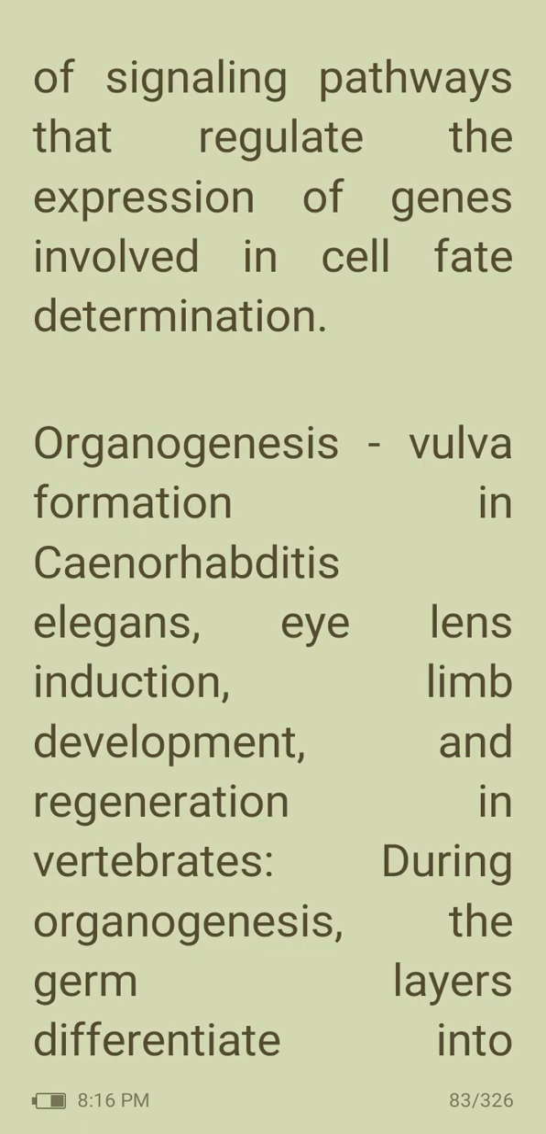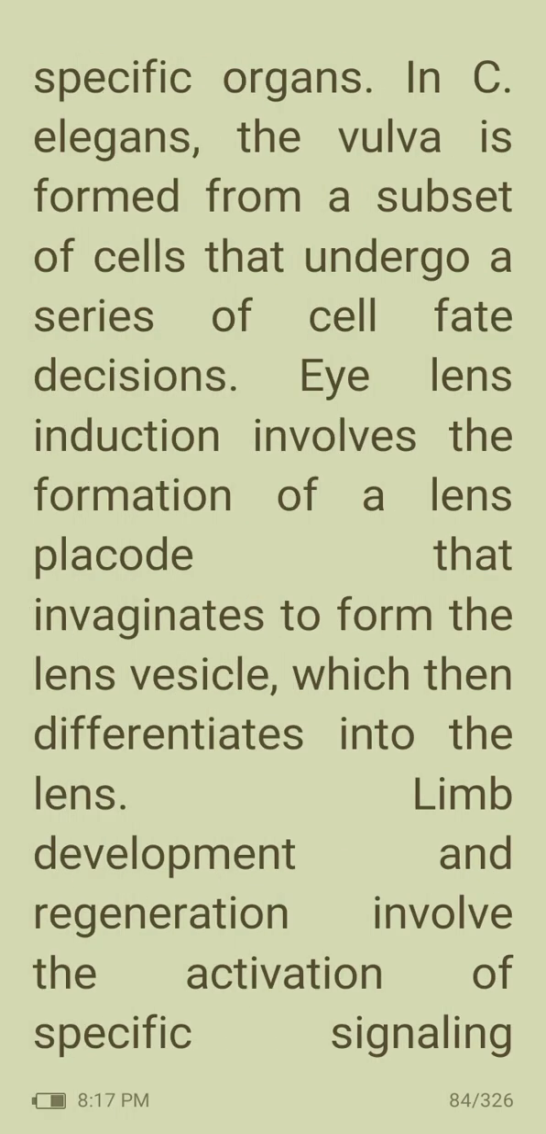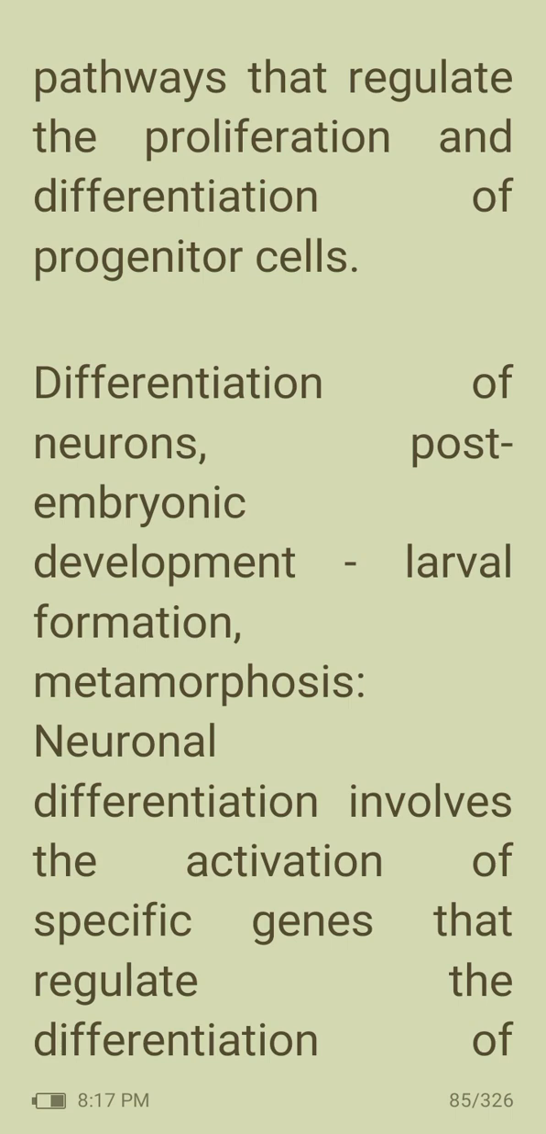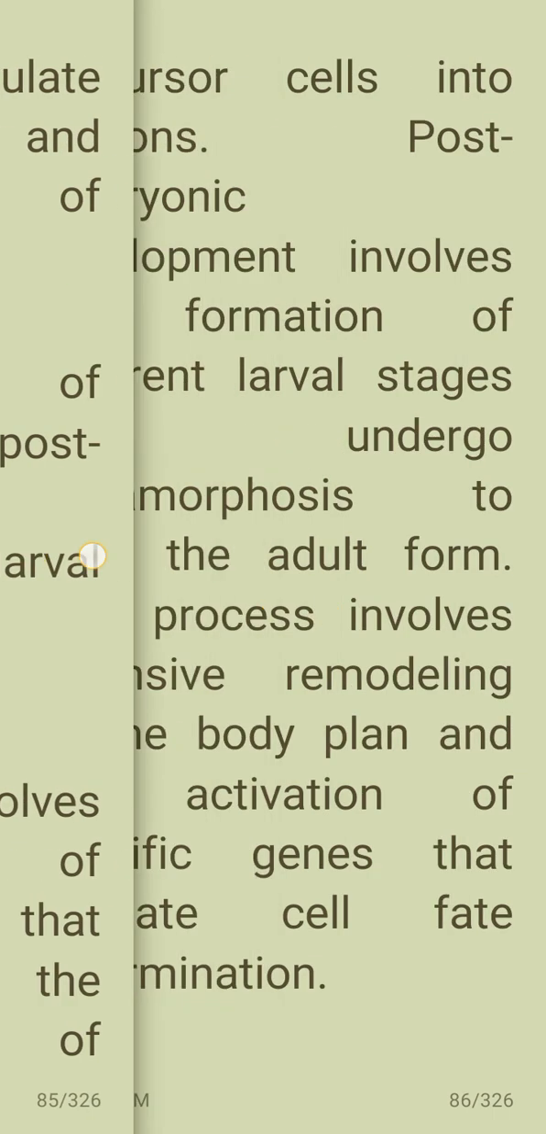During organogenesis, the germ layers differentiate into specific organs. In Caenorhabditis elegans, the vulva is formed from a subset of cells that undergo a series of cell fate decisions. Eye induction involves the formation of a lens placode that invaginates to form a lens vesicle, which then differentiates into the lens. Limb development and regeneration involve the activation of specific signaling pathways that regulate the proliferation and differentiation of progenitor cells. Then differentiation of neurons and related topics.